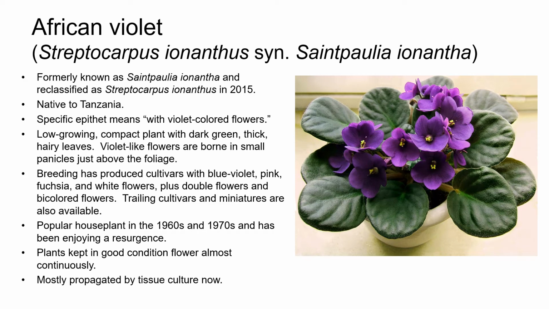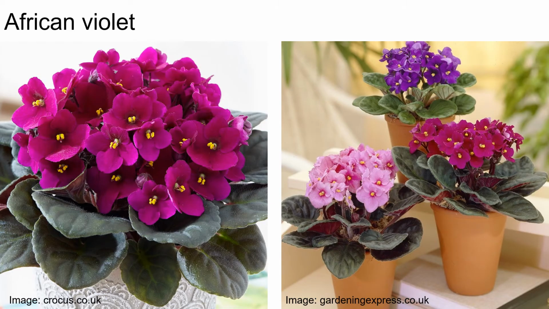African violet was a really popular houseplant back in the 1960s and early 70s, but it's been enjoying a fashion resurgence in recent years. Plants kept in good growing condition can flower almost continuously. African violets are mostly propagated by tissue culture now, but some smaller specialty nurseries still grow them from leaf cuttings. Here are two more pictures of African violets, just giving you a small insight into the range of flower colors that are available.